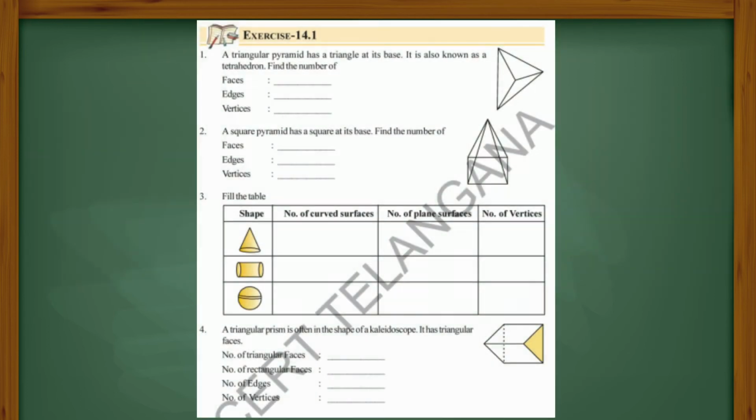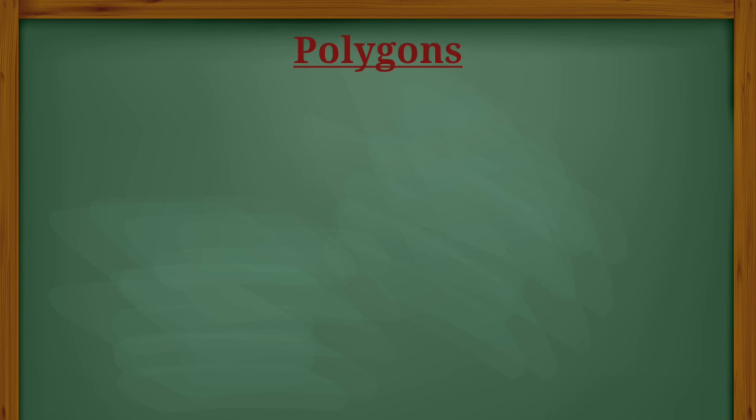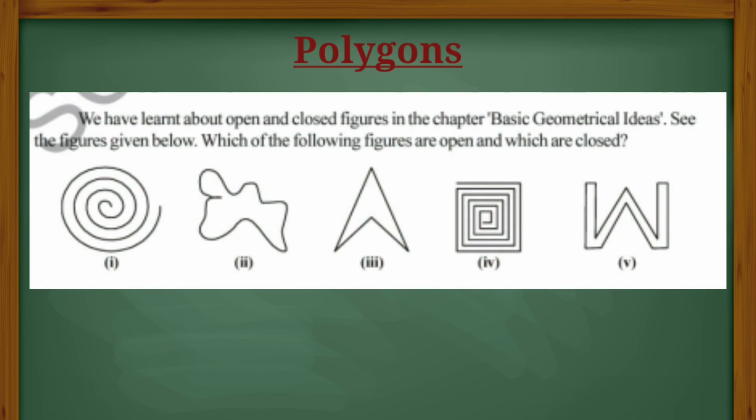Okay children, hope you understand about 3D shapes and its faces, edges and vertices. Okay, shall we move to the next concept? Okay, come on. Here is the next concept of polygons. Look at the screen. Here some figures have been given. We have learnt about open and closed figures in the chapter Basic Geometrical Ideas. Now observe the figures carefully and identify which of the figures are open and which are closed.